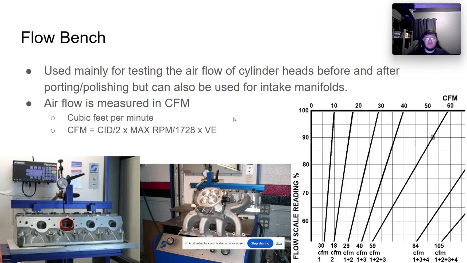Once you are done porting and polishing your heads, you can go ahead and take them over to the flow bench, and then you can begin to measure the airflow, which is being measured in CFM, also known as cubic feet per minute. Then you will see how much airflow has increased, and you will see the difference between before and after porting and polishing, and how much it can help with your performance and airflow.